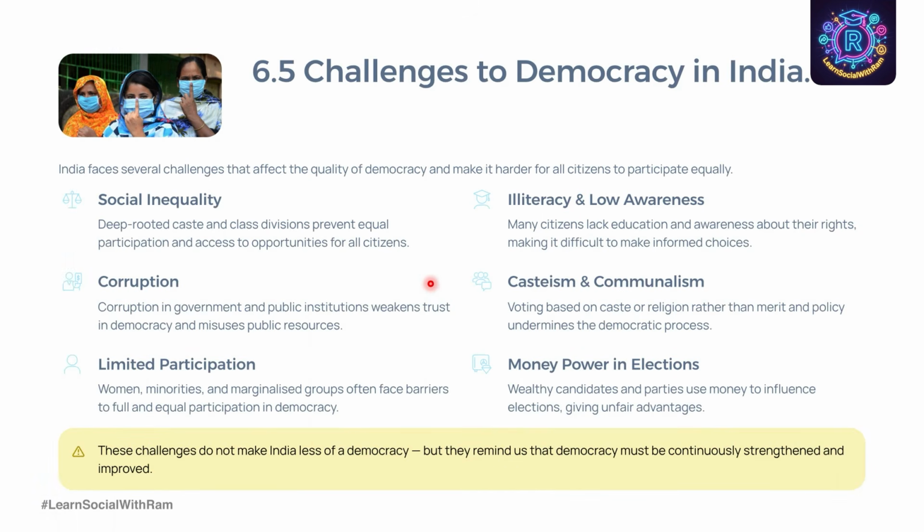Now we are towards the end of the chapter, and our last topic is challenges to democracy in India. As we already learned, democracy is not the perfect form of government, correct? So we do have challenges in it. So let us discuss whether democracy is 100% perfect. If not, why?